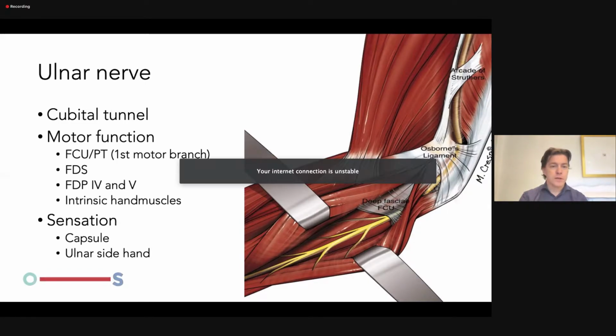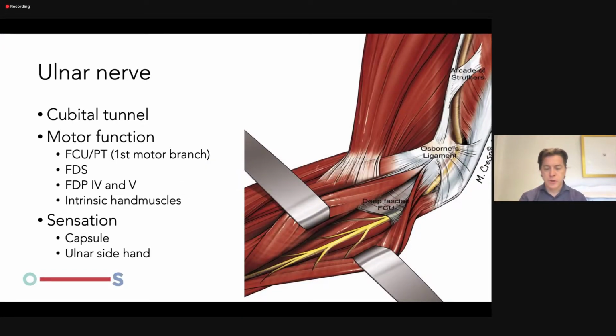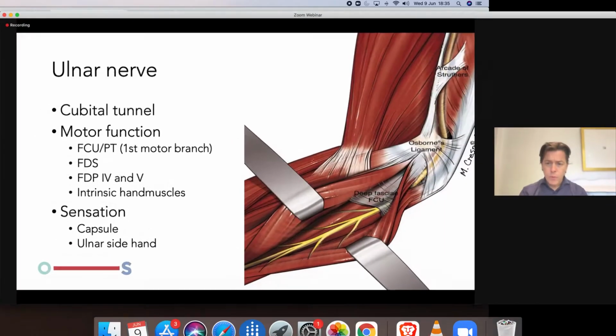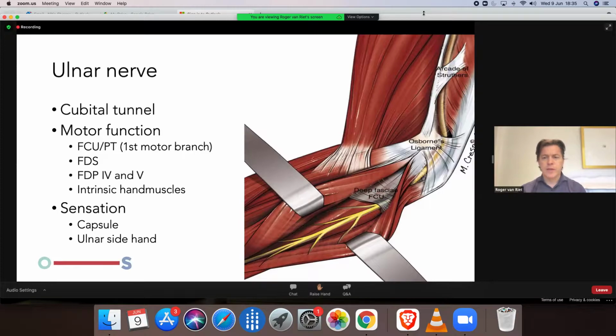The motor function of the ulnar nerve: FCU and pronator teres, that's the first motor branch, and the surgeons among us know that we do our dissection onto the first motor branch. At minimum, I tend to go quite a lot further with these releases. We need to resect quite deeply into the deep fascia of the FCU.